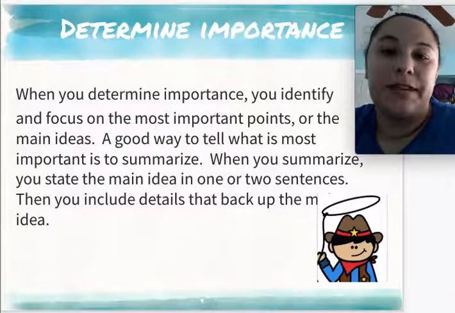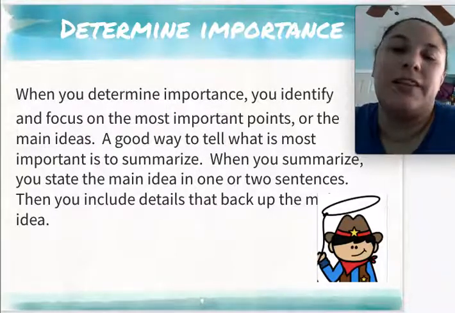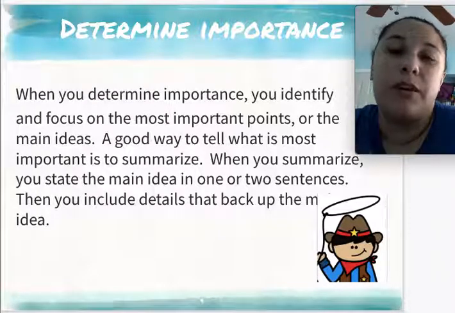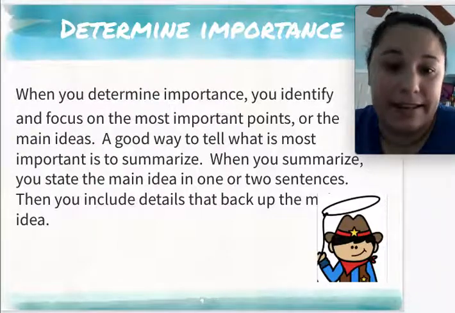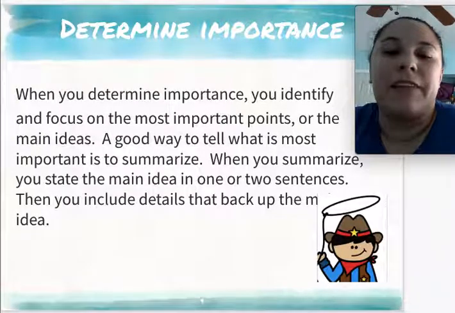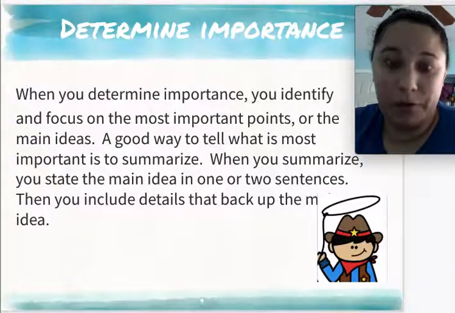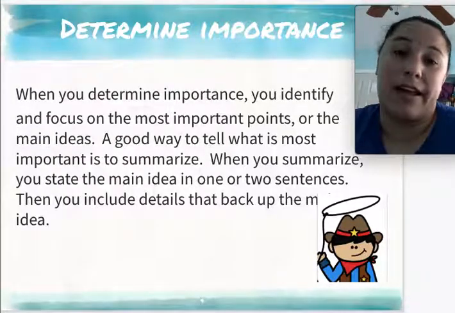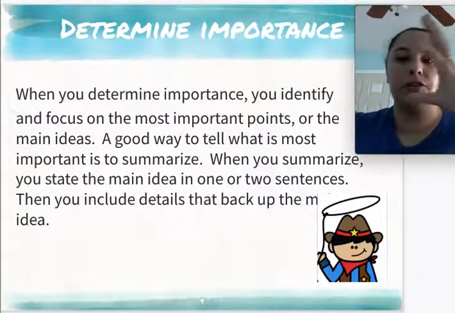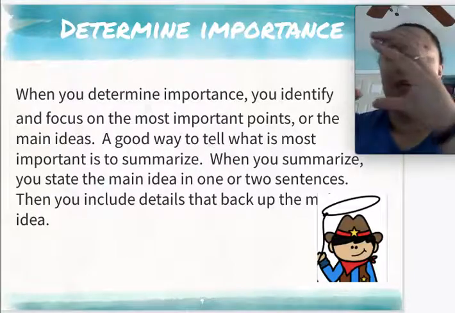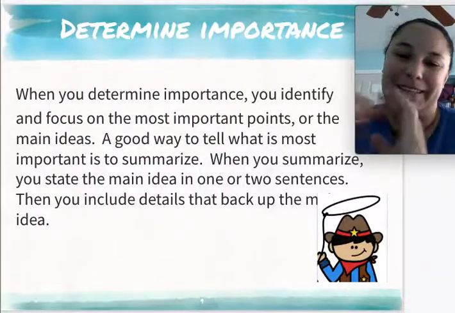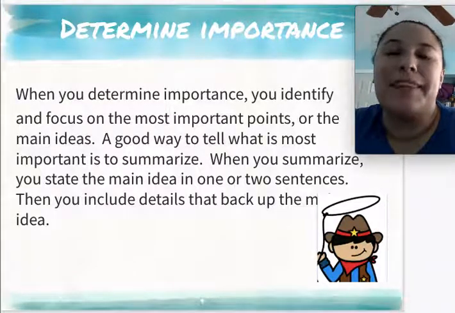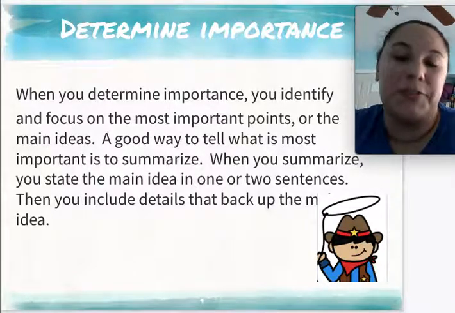Another thing you do while you're reading is you determine importance. So doing that means that you figure out what the most important part, what the main idea of the story is, and you focus on that. If you've heard the word summarize before, a good way of doing this is to summarize. Summarize means you take the whole story, the really big story, and you have to put it into a very small 1 or 2 sentences only. Okay? And then you include some details to prove that those were the main ideas.